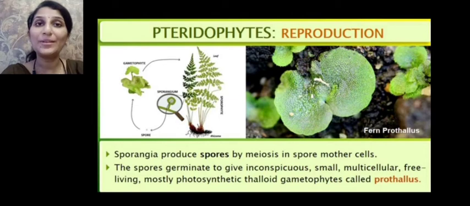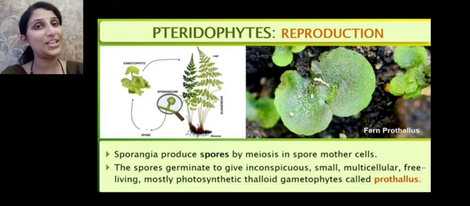Reproduction in pteridophytes is by means of spores which are haploid. And spores are haploid means what is the division which helps in the production of spores? It is meiosis, and it takes place in the sporangia. These spores germinate to give an inconspicuous, small, multicellular, free-living, mostly photosynthetic thalloid gametophyte, which is called the prothallus. The spores germinate to produce the gametophyte, which in pteridophytes is called the prothallus.